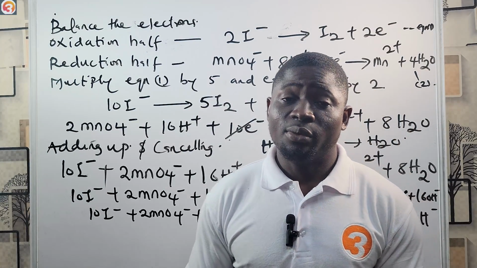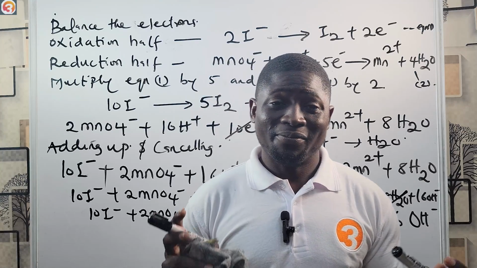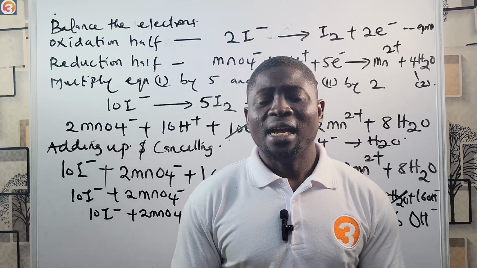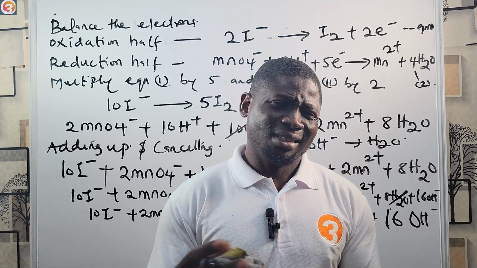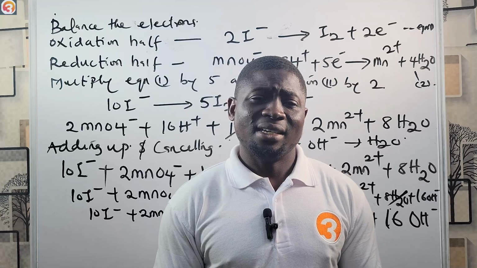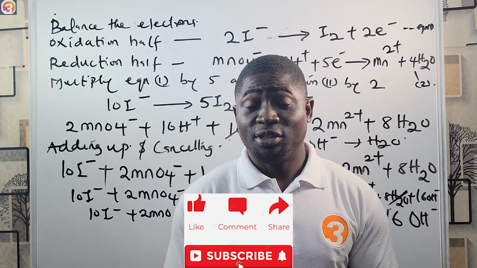All right, so this is where I'm going to stop in this first example. In the next episode, we'll solve another example, and I think we'll have 2 more examples to solve, and then we're done with balancing redox reactions. Thanks, and I'll see you in the next episode.